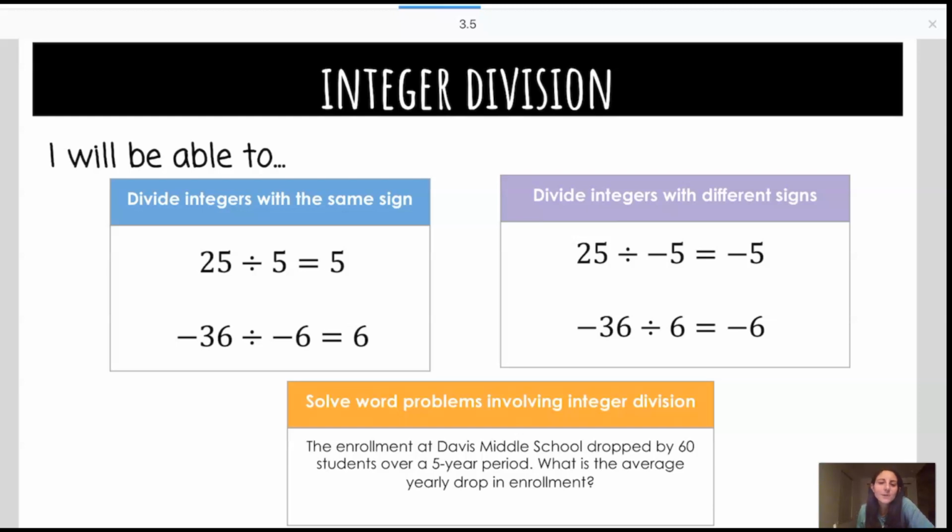Hey class, today we're going to learn how to divide integers. So by the end of this lesson, you will be able to divide integers with the same sign, divide integers with different signs, and solve word problems involving integer division. Let's get started.